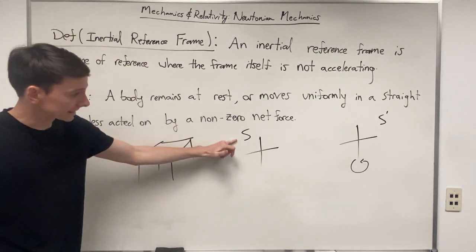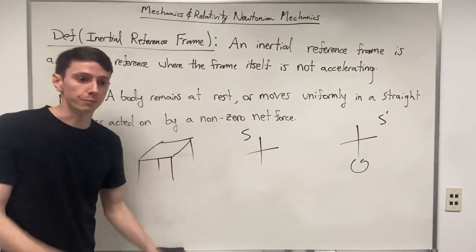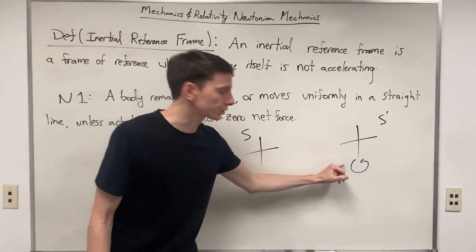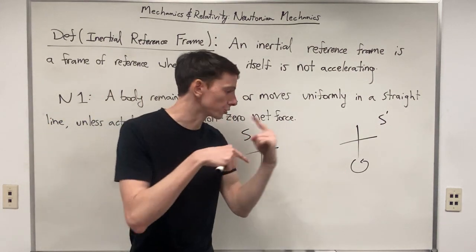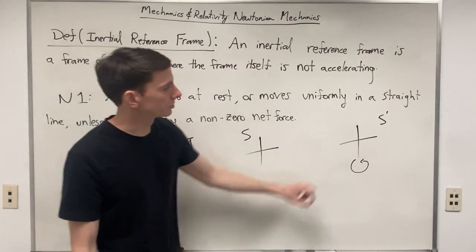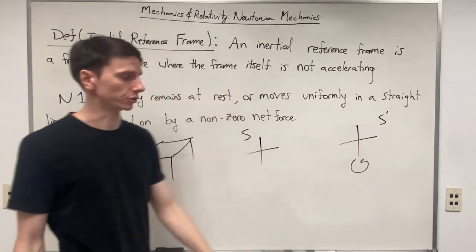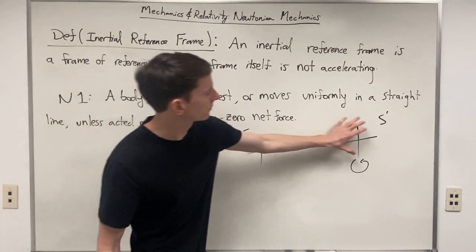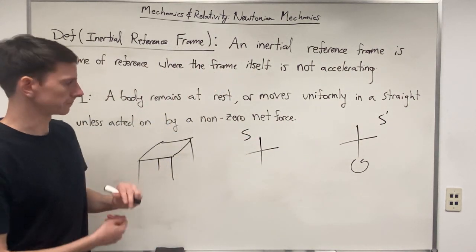So because S is by itself fixed, it's not moving, we would say that S is an inertial reference frame. And because S prime is rotating, it is inherently changing its direction, so we would say that S prime is a non-inertial reference frame, okay? So that's how we can classify the difference between these two right here.